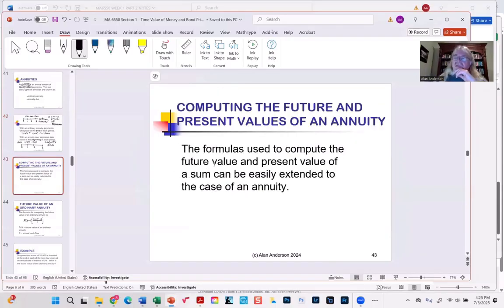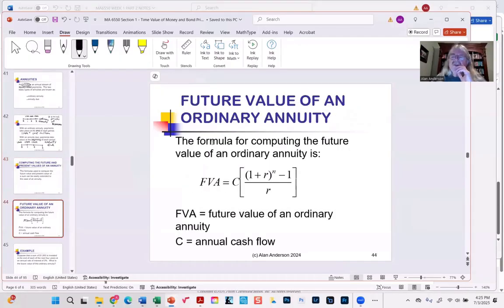Now, that means we need formulas then. If we're going to have annuities to consider, we'd like to know their present and future values. Now, you might think that the formulas would be terribly messy compared to the lump sum formulas, but that's actually not the case. Later on, we'll see where these formulas came from. But for now, I'm just going to show them to you.